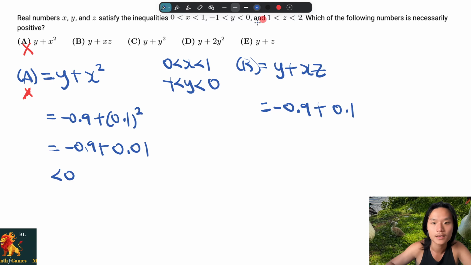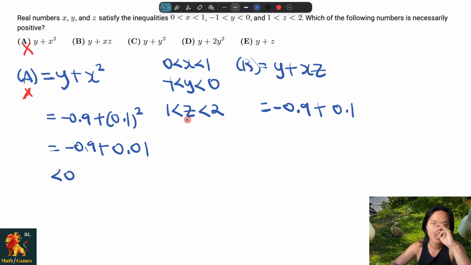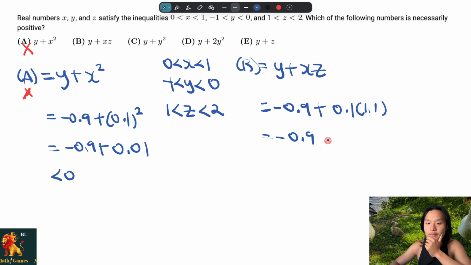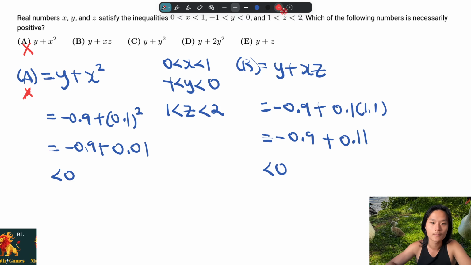0.1. And then finally, the inequality set tells us that z is between 1 and 2. So let's say z is very close to 1, say 1.1, okay? So now we have -0.9 and then 0.1 multiplied by 1.1, that is 0.11. Once again, we clearly see now that option B can be negative. So B is not our answer.